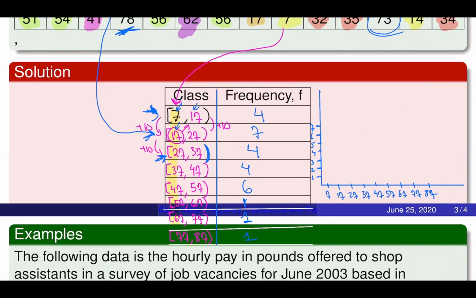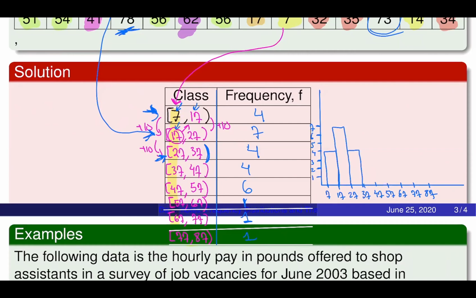So let's go ahead and do this. The first one says from 7 to 17 is a frequency of 4. So you start off at 7, you go up to 4, and you drop it down to 17. That's my first class, or my first bar. The next bar says 17 to 27 has a frequency of 7. So you start off at 17, go all the way up to 7, and then come right back down to 27. Up next, 27 to 37 is a frequency of 4. So that's actually over here.